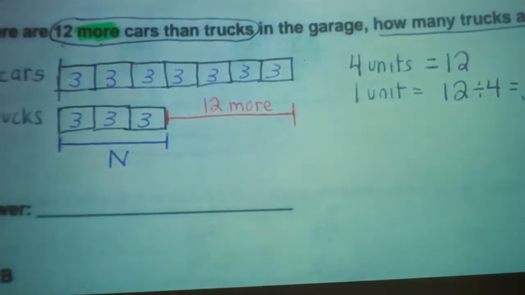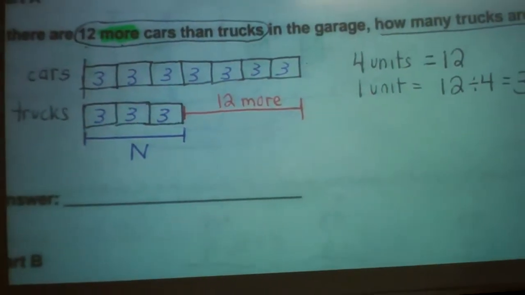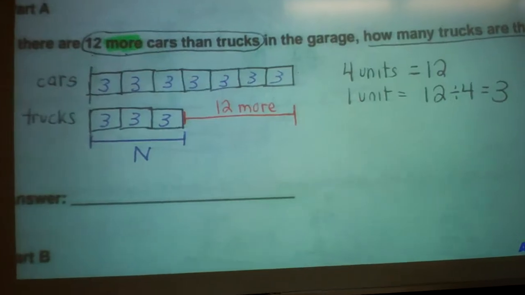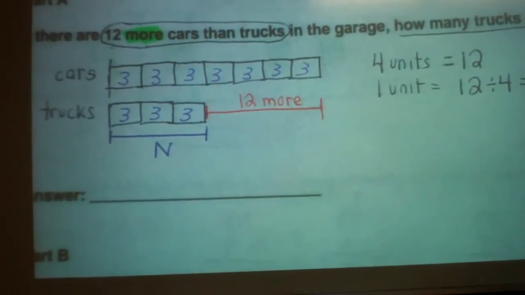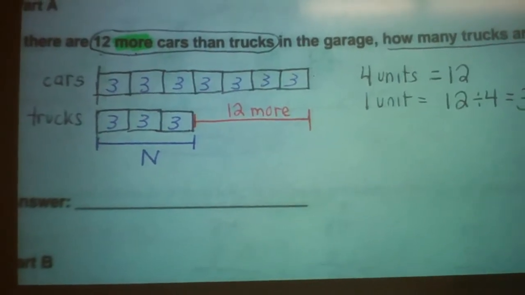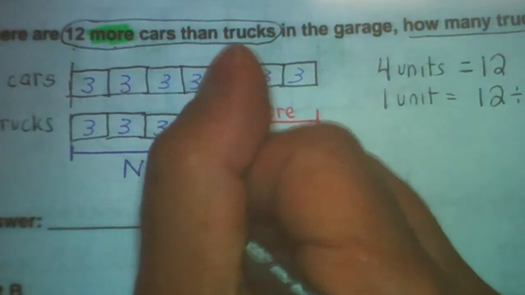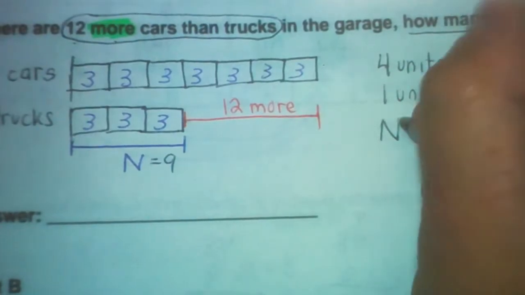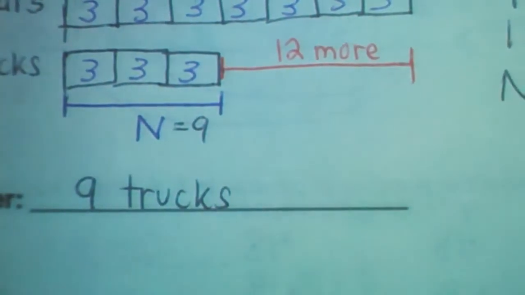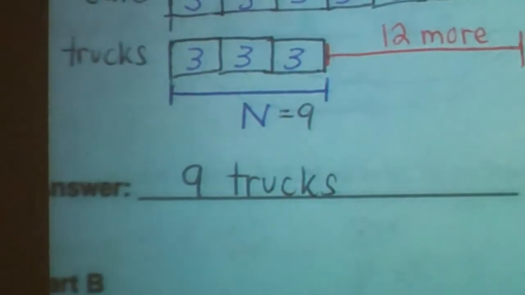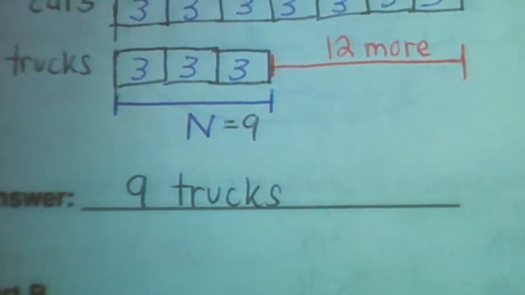And the question said, how many trucks are there? So take a look at the tape diagram. You should be able to do that problem in your head. Go ahead and call it out now. How many trucks are there? The answer was 9 trucks. So that was our answer to the first part. Okay? So, first part done.